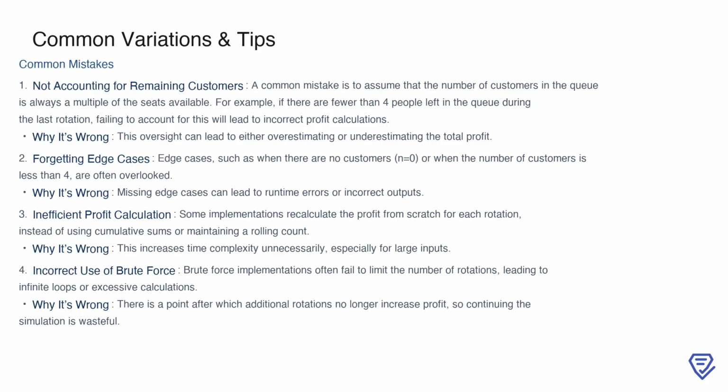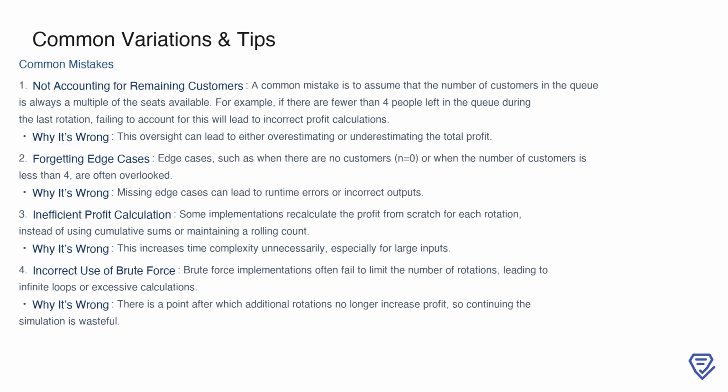Next, forgetting to handle edge cases, such as when there are no customers at all or fewer than 4 from the start, is another frequent error. Overlooking these scenarios can lead to runtime errors or incorrect outputs. Another issue is inefficient profit calculation. Some solutions recalculate the profit from scratch for each rotation, which dramatically increases time complexity. A better approach involves using cumulative sums or a rolling count to optimize performance.